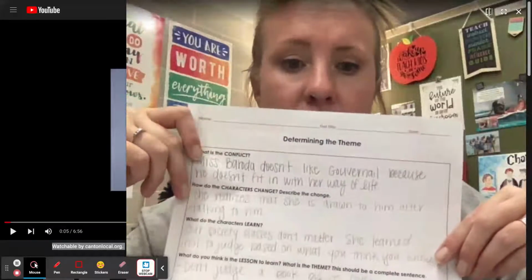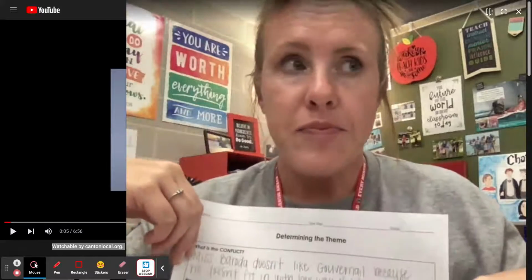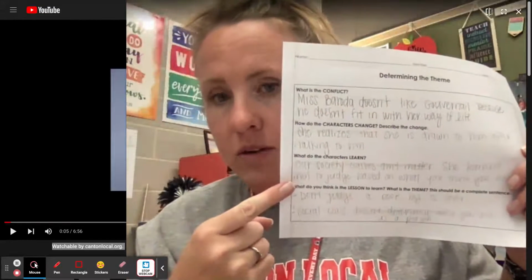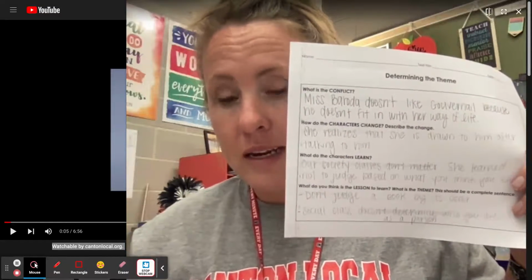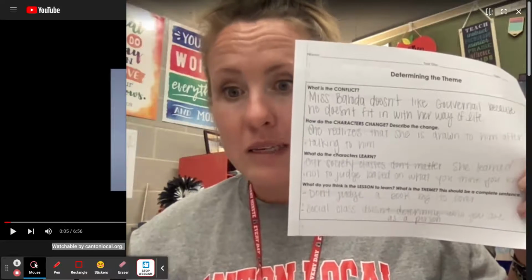Okay. But then the character change, she realized that she's drawn to him after they start talking. She realizes that he has a lot to share. Okay. And then down here, what does the character learn? Well, she learns that our society classes, the classes that he is in, or that anybody's in, it doesn't matter.